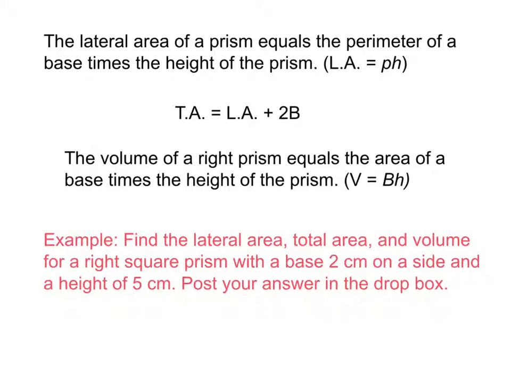Now, as an example, I would like you to find the lateral area, total area, and volume of a right square prism with a base 2 centimeters on a side and a height of 5 centimeters. Post your answers in the Dropbox.